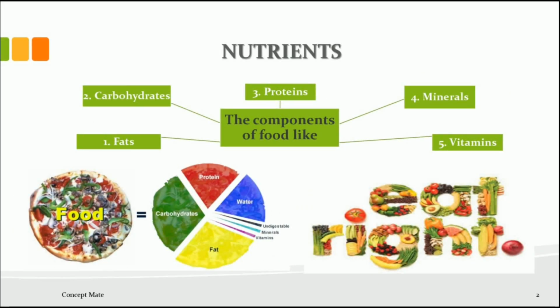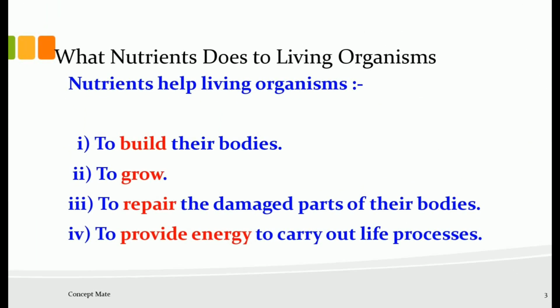Before jumping into the contents of the lesson, let's do a quick recap of what we know from earlier classes already. Let's start with the term nutrients. What are nutrients? They are the components of food we eat, namely carbohydrates, proteins, fats, vitamins, and minerals. How do you think that these nutrients help us human beings? Nutrients help living organisms to build their bodies, to grow, to repair the damaged parts of their bodies, and to provide energy to carry out life processes.